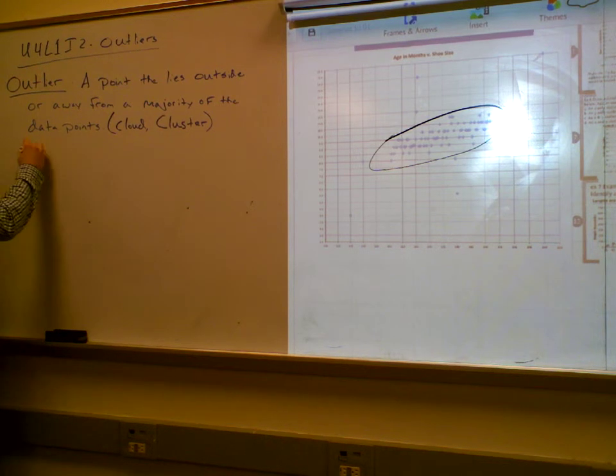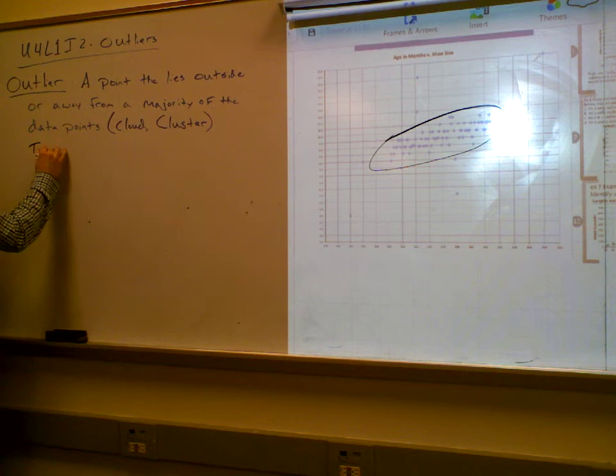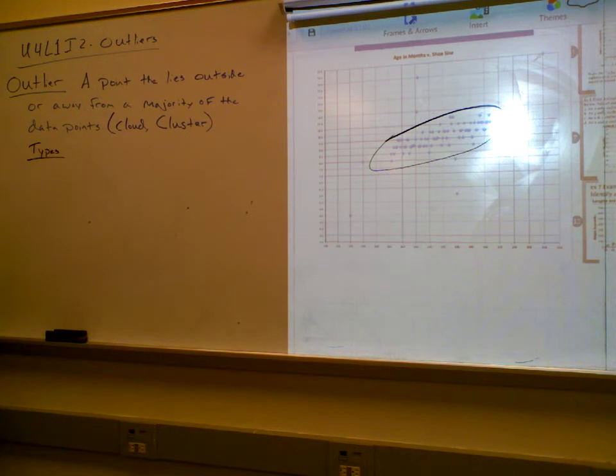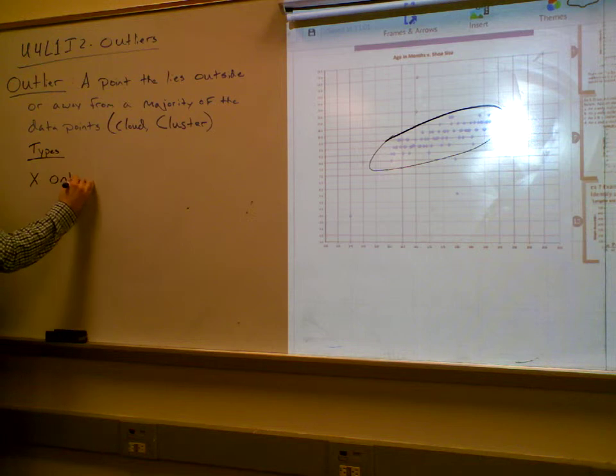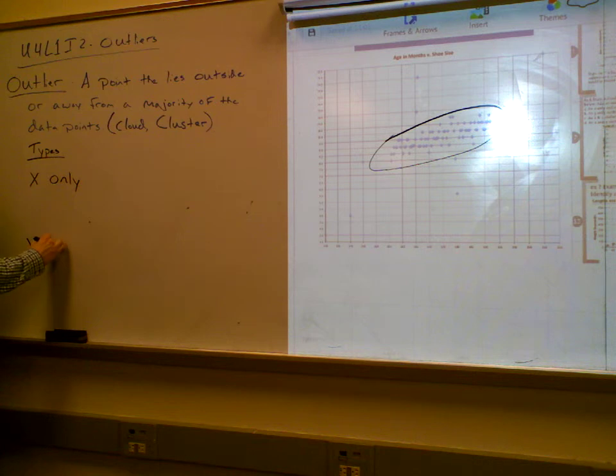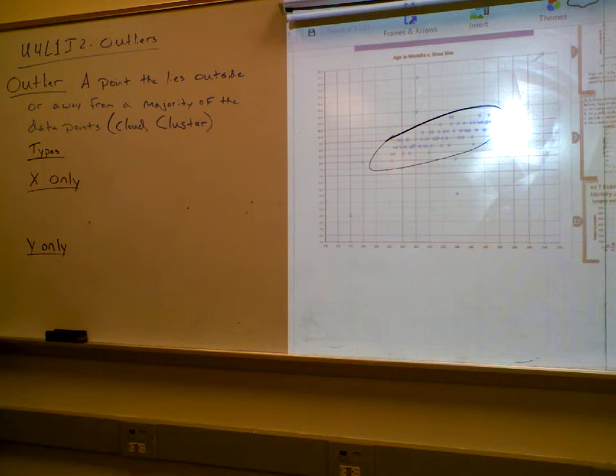Isn't it the linear? Nope. Four types. Banana? Nope. Look right below your graph on your note page. X only, Y only, X and Y considered jointly. So we have X only, Y only, then we have X and Y considered jointly.